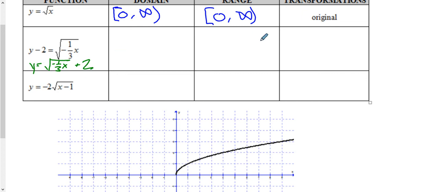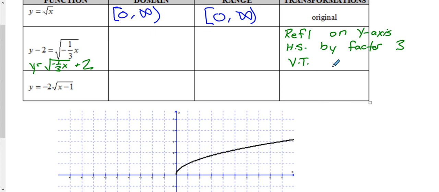So going left to right in terms of transformations, I see a negative sign there, so that's a reflection. And this time it's a reflection within the radical symbol, or within our function, so it's a reflection on our y-axis. We have that 1/3, that's my b value, so that's a horizontal stretch by a factor of, and hopefully you got it, it should be by a factor of 3 if you reciprocated that 1/3. And that 2 at the end there is a vertical translation, and so we're going up 2 units.